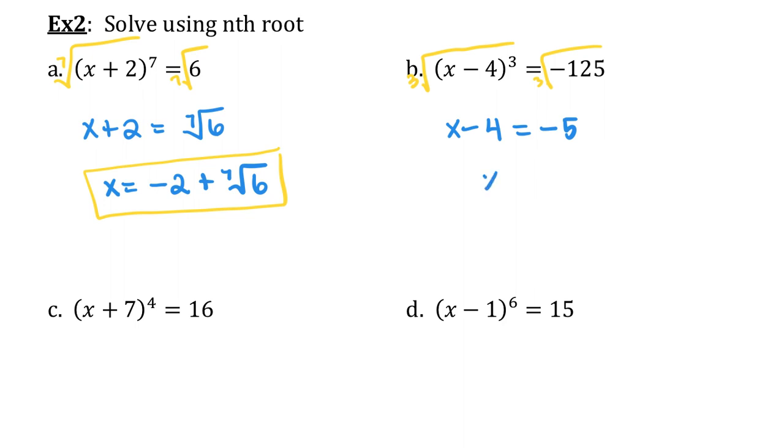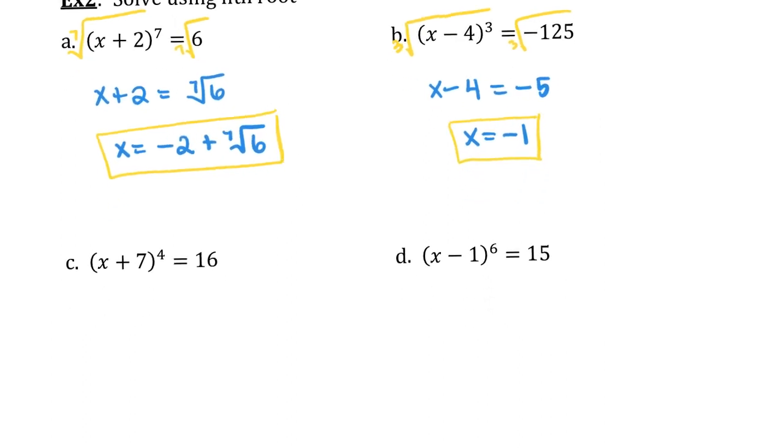Okay, so if I plus 4 to the other side, I get negative 1. So I only got one answer. I'm just going to plug this back in so you can see that it does work. If I plug negative 1 here, I get negative 1 minus 4 is negative 5. Negative 5 to the third is negative 125, so it does work.